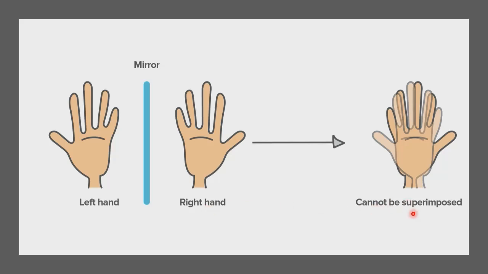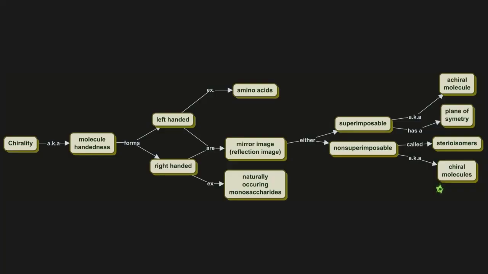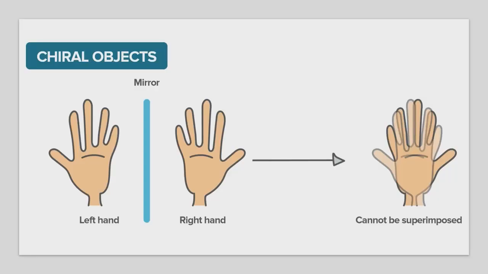They cannot be superimposed because the right thumb will be located on the right, while the left thumb will be located on the left. So that is the meaning or basic assumption of non-superimposable images. These types of non-superimposable molecules are known as chiral molecules. So again, this is an example of a chiral molecule or chiral object.